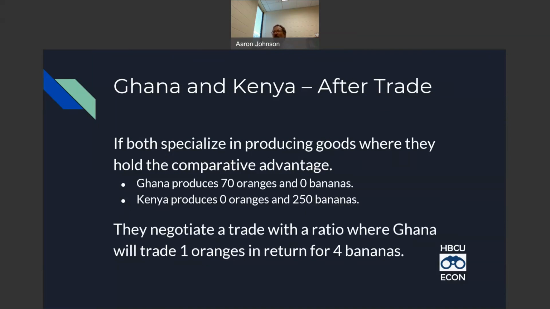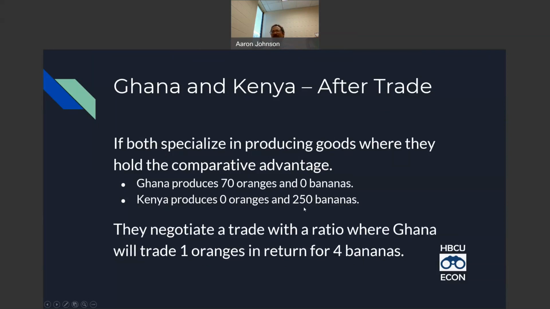After trade, we're going to assume that both will specialize in the goods where they have the comparative advantage. In this specialization, Ghana produces 70 oranges and 0 bananas. Remember that being point A. Kenya would produce 0 oranges and 250 bananas.